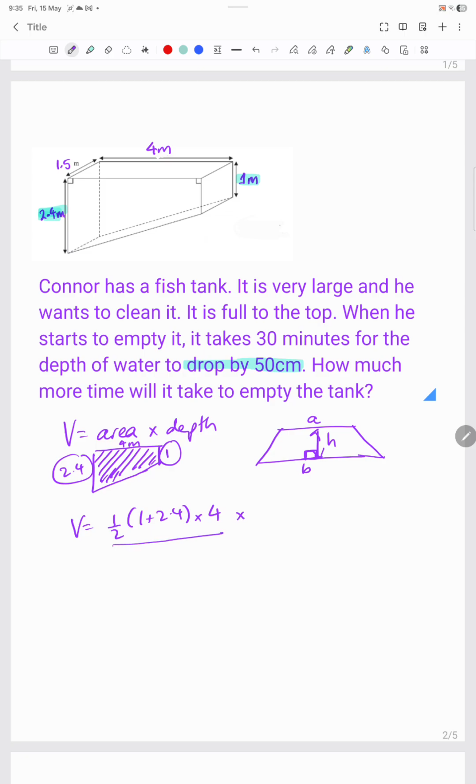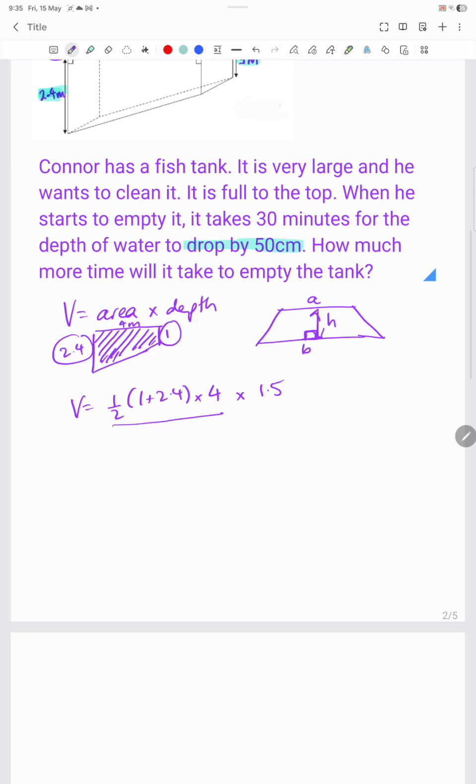And now I need to times it by this 1.5 metres, which is the depth of the prism. Again, picture your Toblerone bar. I think that helps quite a bit. So when we put this into our calculators, we get 4 times a half is 2. So 2 times 3.4 gives me 6.8, times 1.5, which is 6.8 plus 3.4, gives me 10.2 metres cubed.